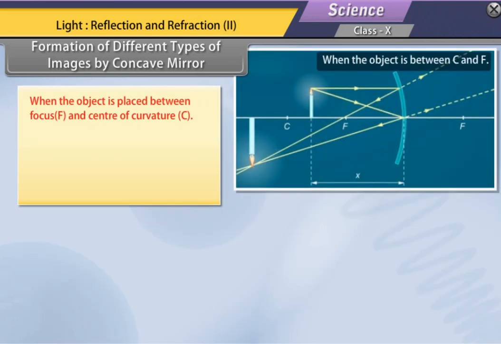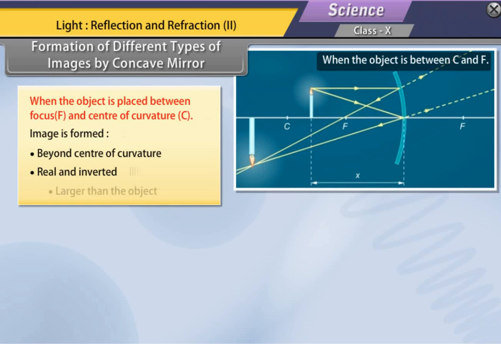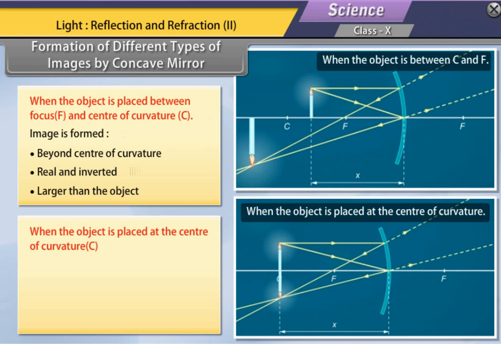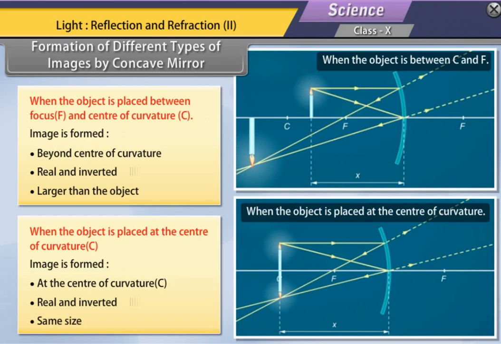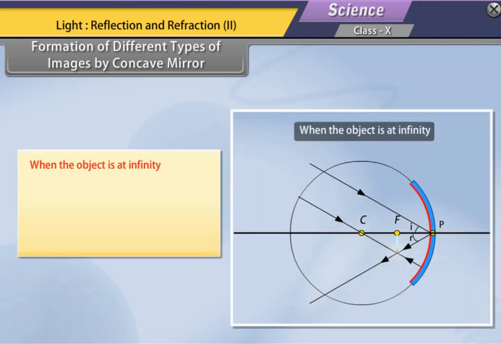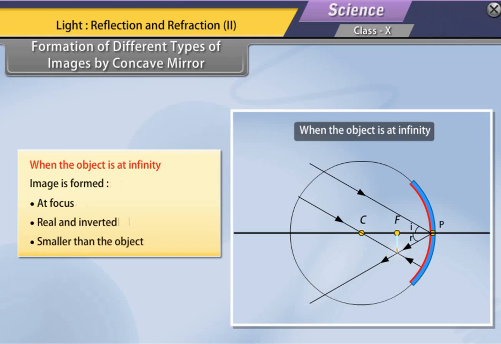When the object is placed between focus F and the center of curvature C, image is formed beyond center of curvature, real and inverted, larger than the object. When object is placed at the center of curvature C, image is formed at the center of curvature C, real and inverted, same size. When object is at infinity, image is formed at focus, real and inverted, smaller than the object.